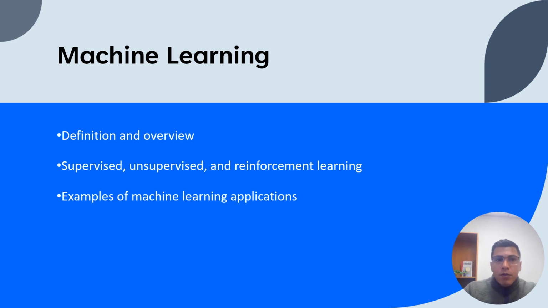Lastly, reinforcement learning is an approach in which an AI system, typically known as an agent, learns to make decisions about its environment by interacting with it. The agent receives feedback in the form of either rewards or penalties and aims to maximize its cumulative reward over time. This type of learning is particularly useful for tasks that involve sequential decision-making, such as playing games, robotics, and autonomous vehicles. So let's look at some examples of machine learning applications.